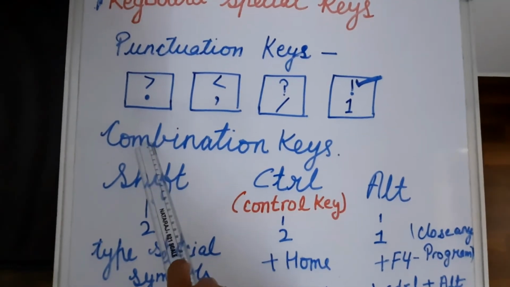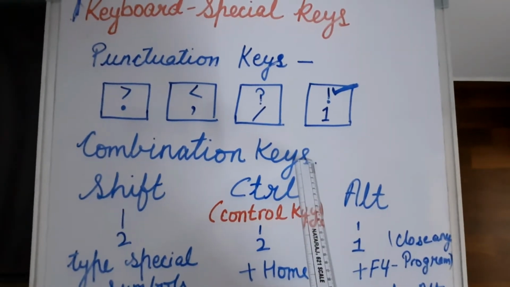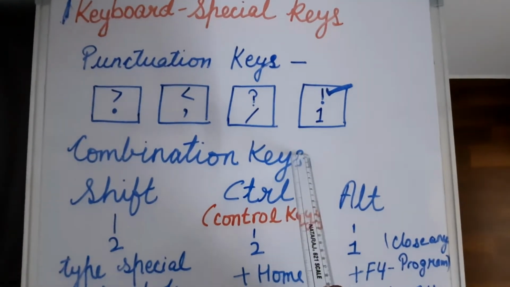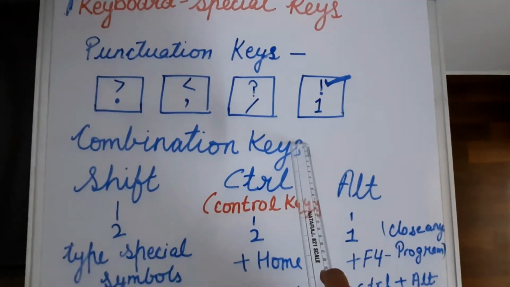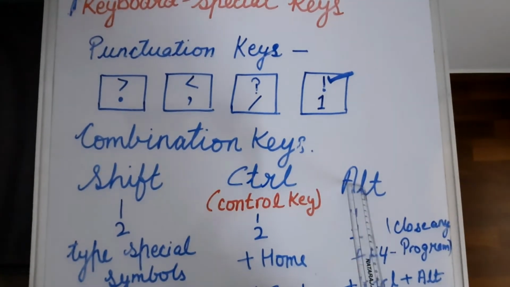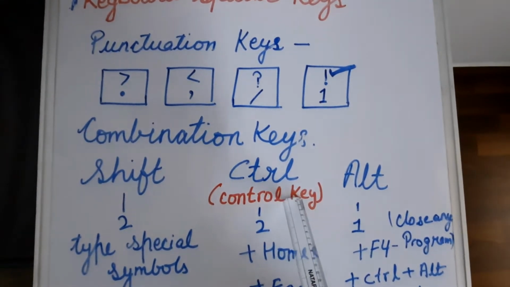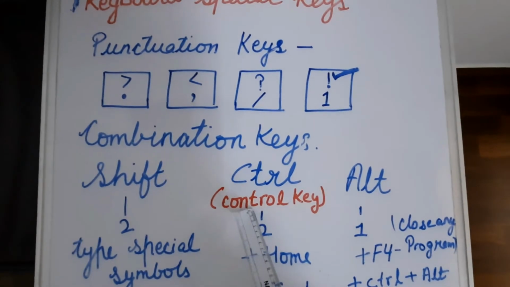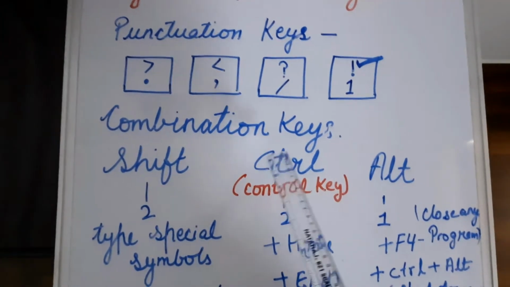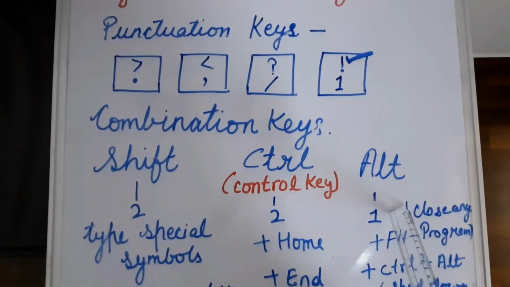The other thing we learned about is the combination keys. These are the keys that are used in combination with other keys to perform some specific function. We learned about three keys today: the Shift key, Control key, and Alt key. The Control key is written as CTRL on the keyboard, but the name is Control key. Right? There are two Shift keys on a keyboard, two Control keys on a keyboard, and one Alt key on a keyboard.